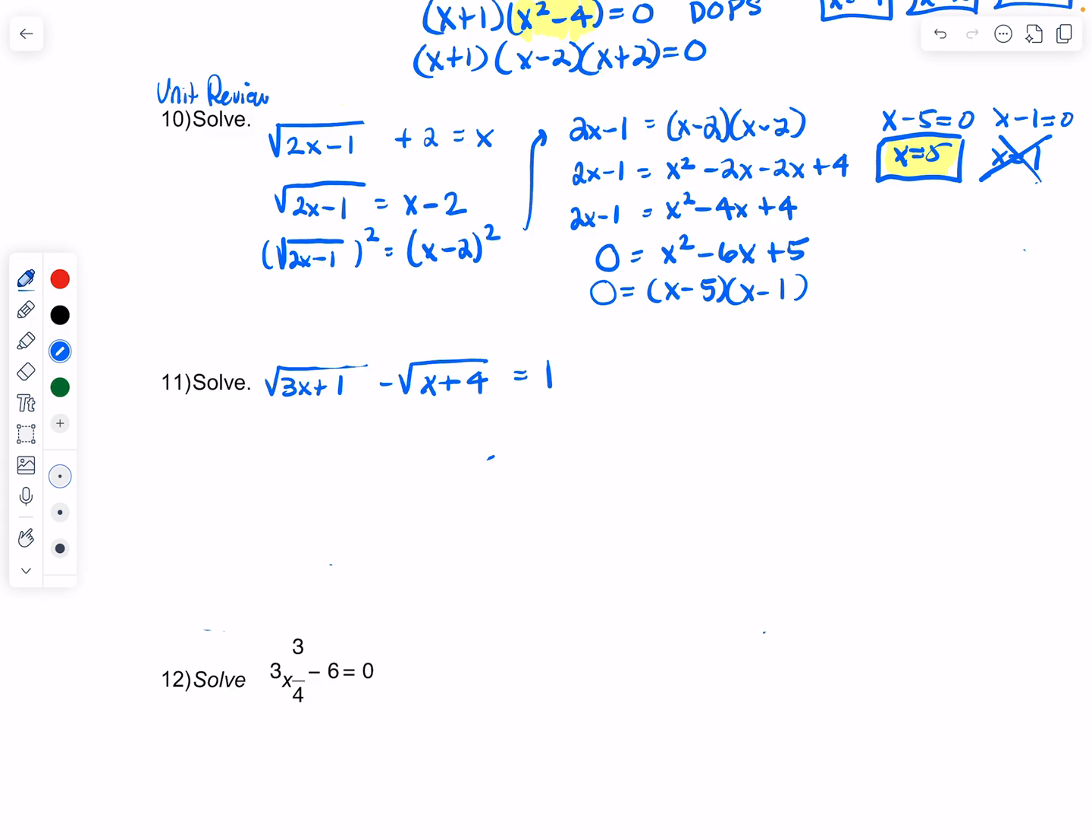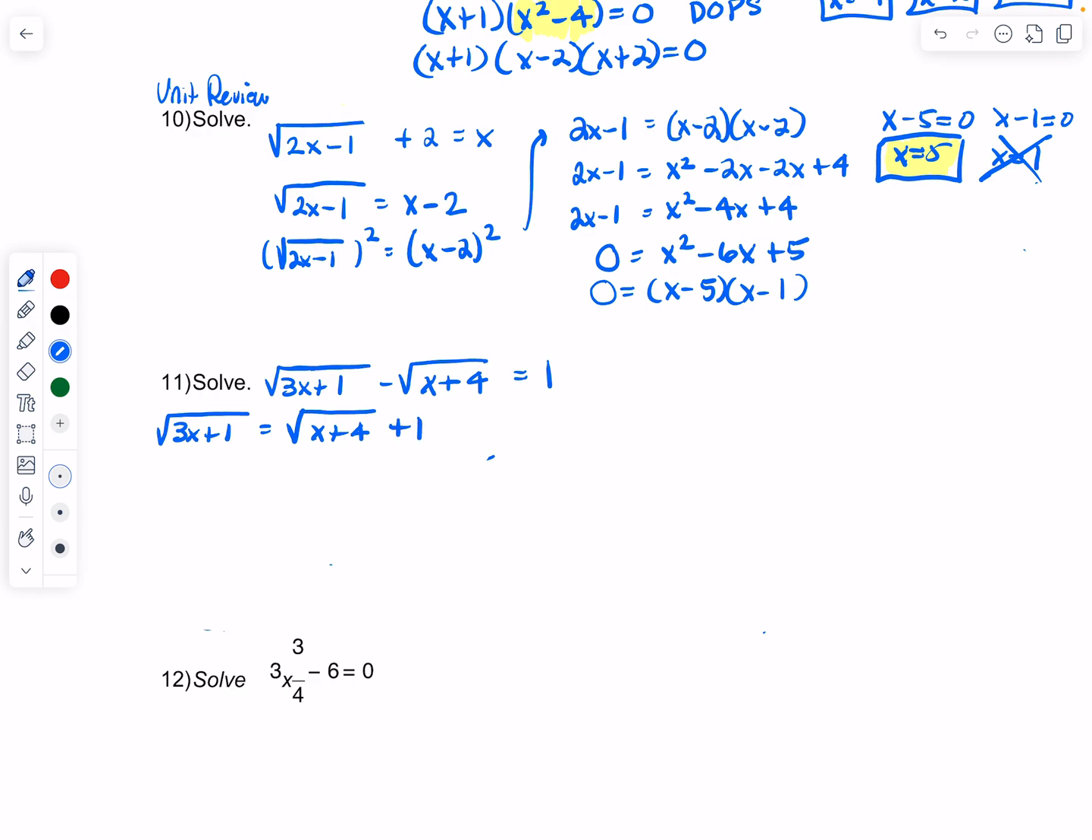All right, let's look at number 11. So number 11 says the square root of 3x plus 1 minus the square root of x plus 4 equals 1. So again, I have to isolate the square root. And by the way, I have 2 square roots, right? So when I move this one over the other side, instead of a negative radical x plus 4, I get a positive radical x plus 4. So positive square root of x plus 4. And then plus 1 on the right-hand side.